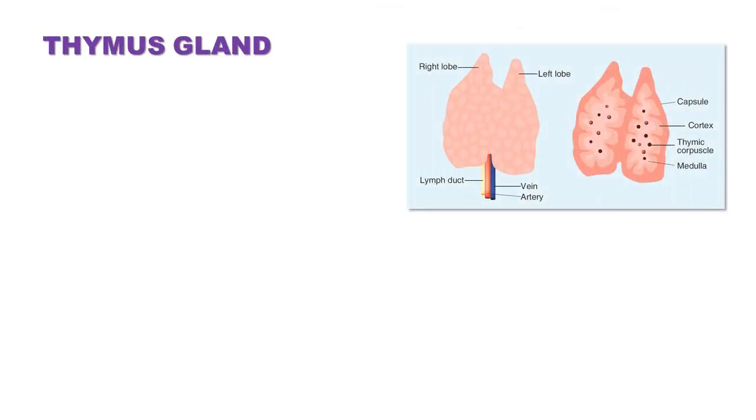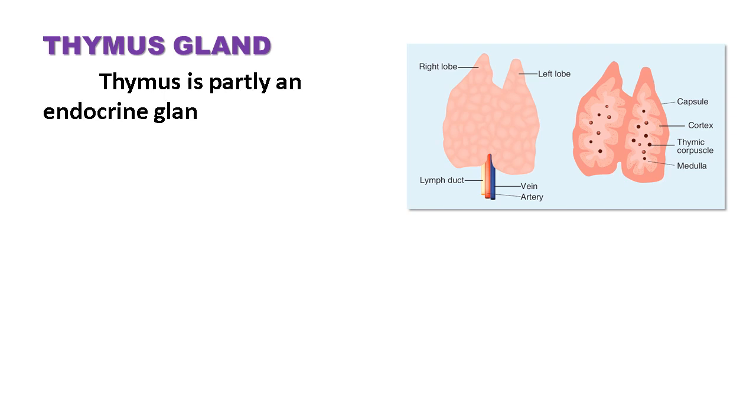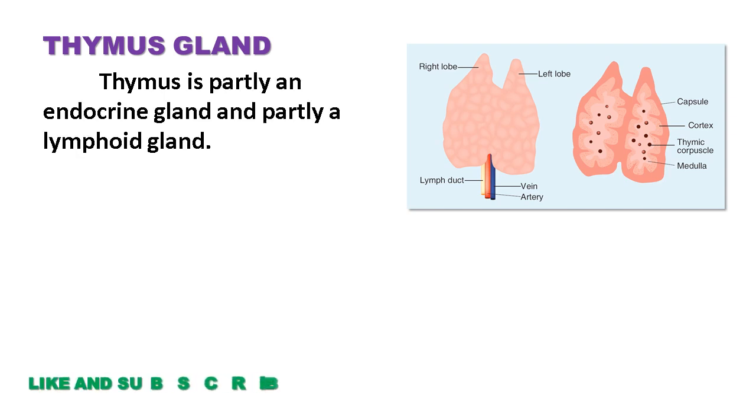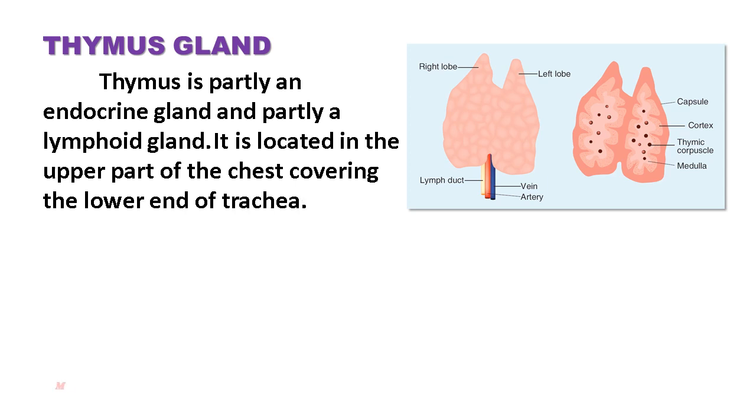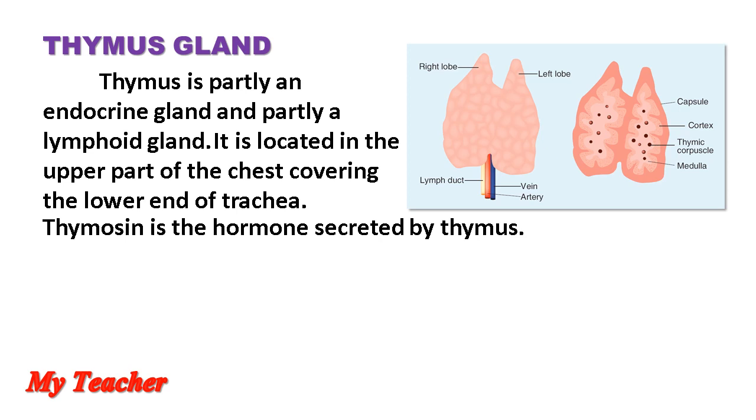Thymus gland. You can see it is a gland placed above the trachea. Thymus is partly an endocrine gland and partly a lymphoid gland. It is located in the upper part of the chest covering the lower end of trachea. Thymosin is a hormone secreted by thymus.